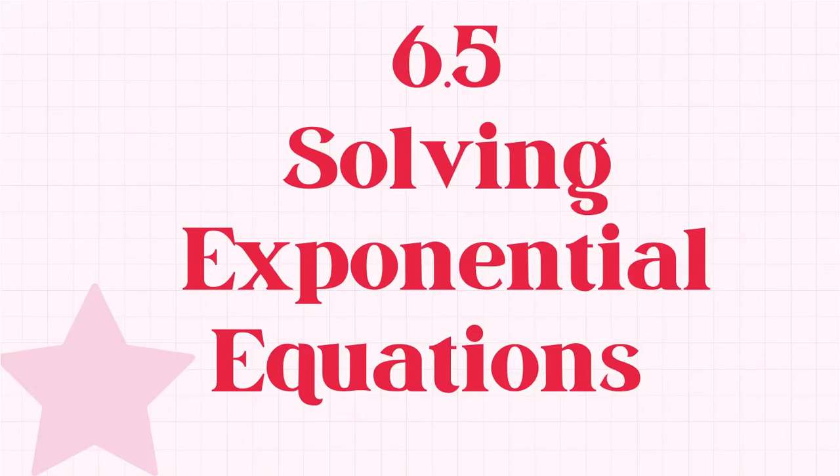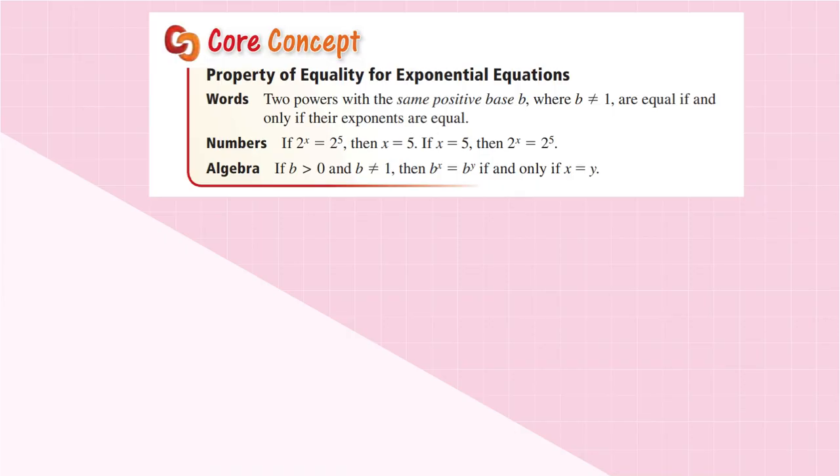Solving exponential equations. Property of equality for exponential functions. Two powers with the same positive base b, where b cannot equal 1, are equal if and only if their exponents are equal. So, for example, if we have 2 to the power of x equals 2 to the power of 5, we can see that both of our bases are the same. So we can set our exponents equal to each other, which gives x equals 5.